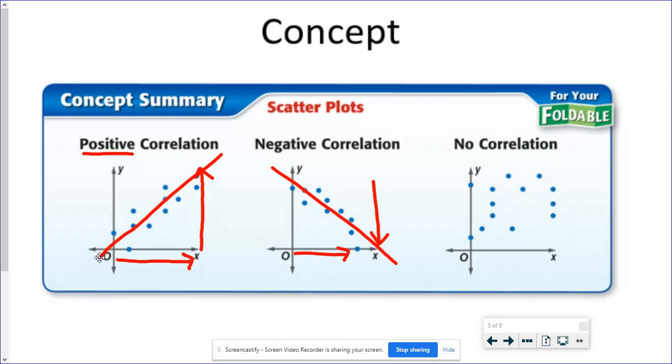The no correlation one is just totally scattered all over the place. If you were doing this in some kind of computer program and trying to force a relationship here, it might be able to draw a line, but it really wouldn't be a good representation of those points because they really truly are scattered everywhere.